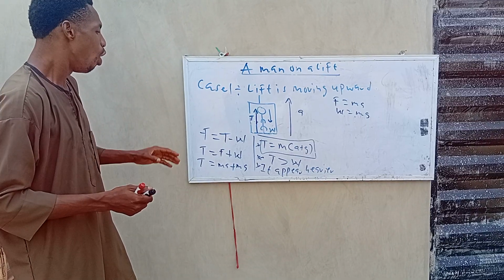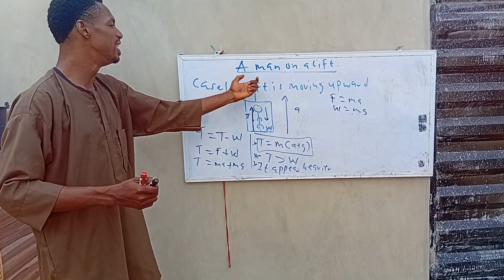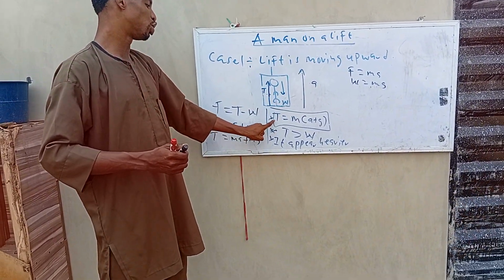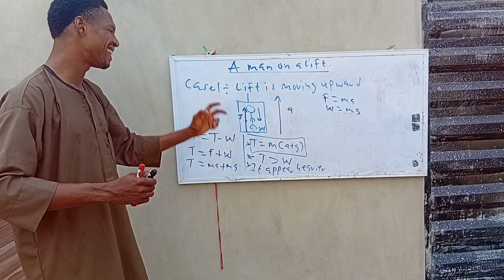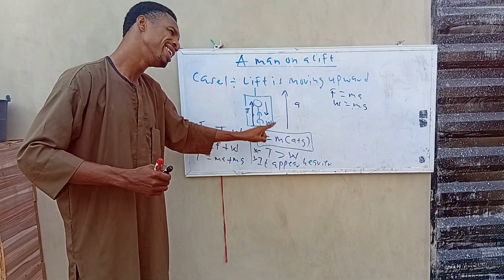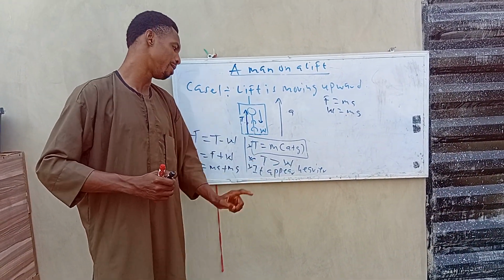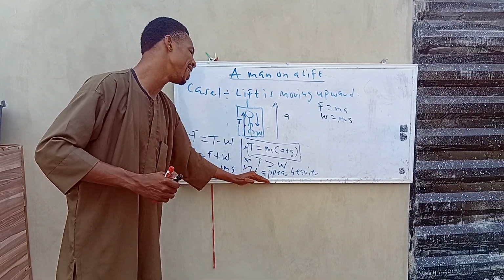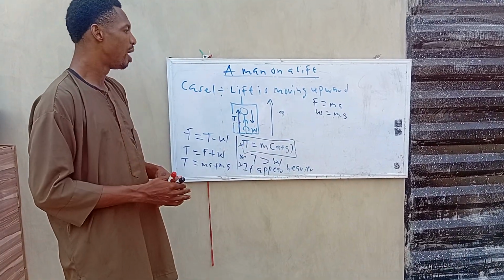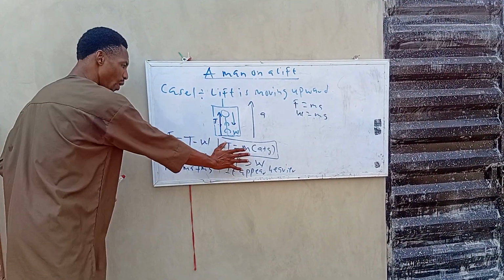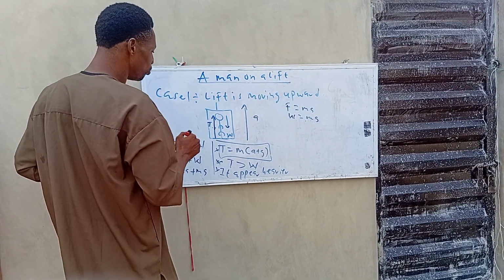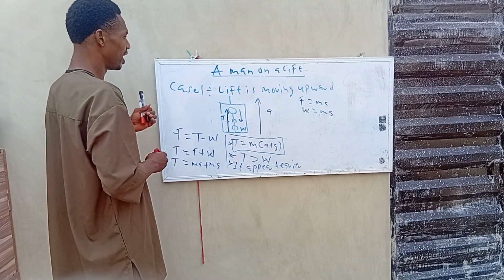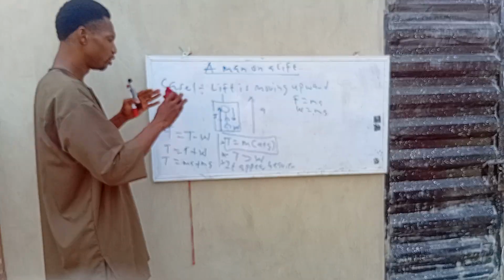Please take note. What formula are we using when the lift is moving upward? Tension equals M open bracket A plus G close bracket. In that case, the tension is greater than the weight of the man, and the man appears heavier. This is case 1. Now let's move to case 2.